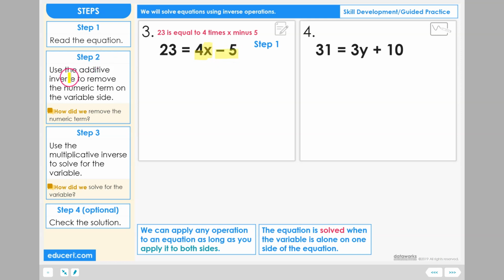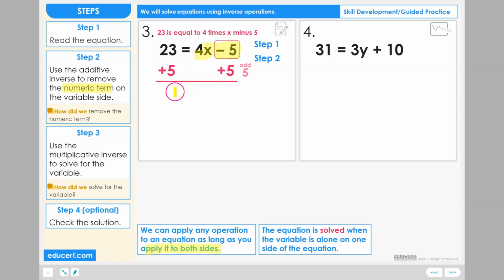Step number 2. Use the additive inverse to remove the numeric term on the variable side. The numeric term on the variable side is this minus 5. And the additive inverse that can remove a minus 5 is to add 5. And we need to make sure that we apply this to both sides. 23 plus 5, and we're also going to have 4x minus 5 plus 5 on the right-hand side.